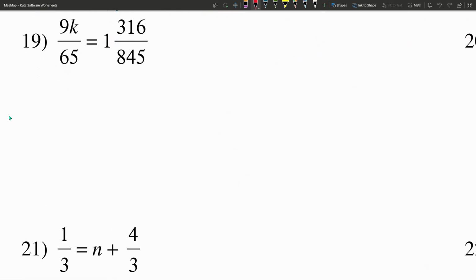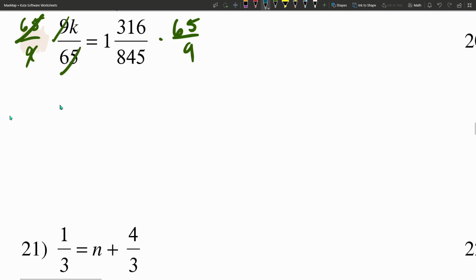Now, 19 looks a bit different than any other problem here. All they've done is they've put the k in the numerator. But this is the same as 9 over 65 times k. All they've done is bumped it up into the numerator. But in order to isolate, we're going to multiply by that reciprocal. So 65 over 9 is going to be multiplied to both sides. So covering up this 19 real quick so that we can see, all we're going to do is multiply both sides by 65 over 9. 65 cancels out with 65, 9 cancels out with 9.